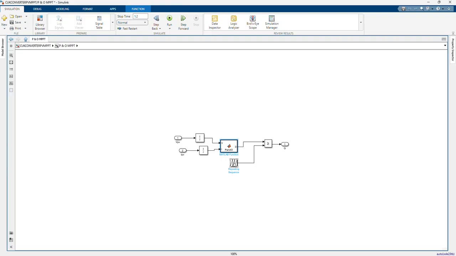So this is the repeating sequence. We generate D as well as a repeating sequence, and then after that we generate the gate pulses. This is the design of the Cuk converter.